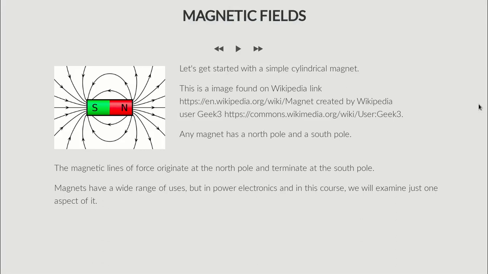Hello and welcome to this next lecture on Python power electronics. I want to talk about the basic concept of magnetism.